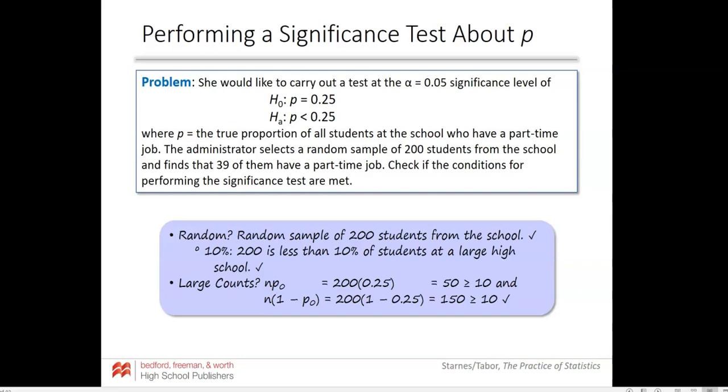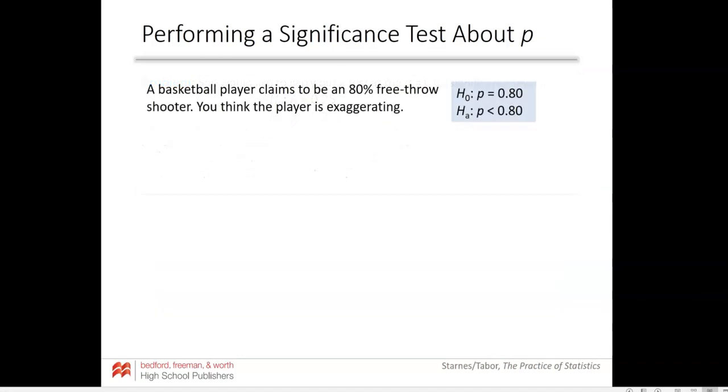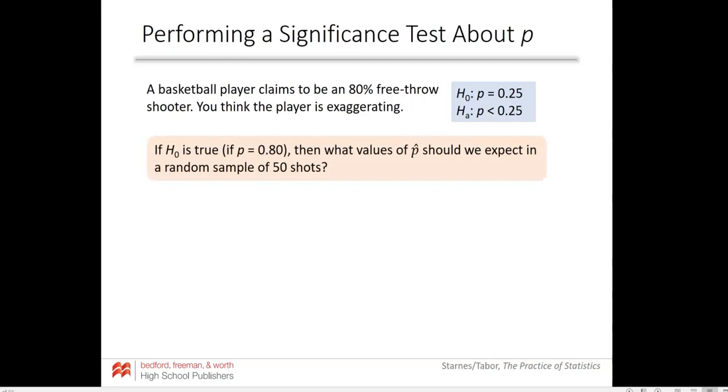Again, the hard part is to make sure you use p, not p hat there. You might be tempted to use p hat. Don't do that. So going back to the basketball player that shoots 80%, everybody thinks he's maybe exaggerating the truth a little bit. So the alternate is that he's shooting less than 80%. But the null is, hey, he's shooting exactly 80%.